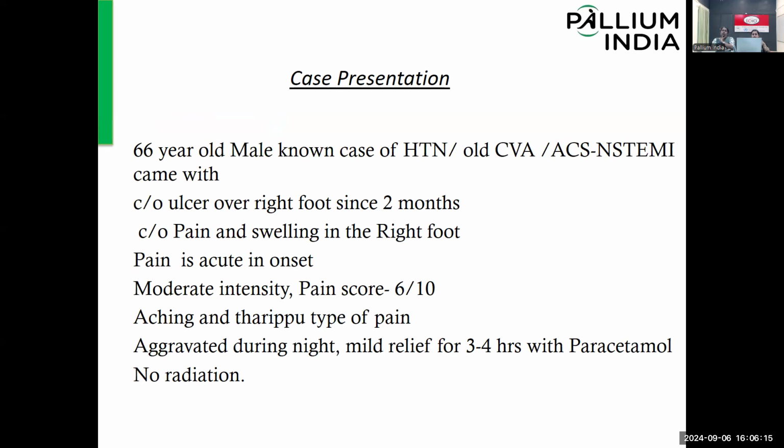According to the WHO analgesic ladder, which step can we start? Yes, Asia. Weak opioids. Yes, very good. Anything else? Yes, very good, weak opioids. Which weak opioid can we start? Name of the weak opioid?